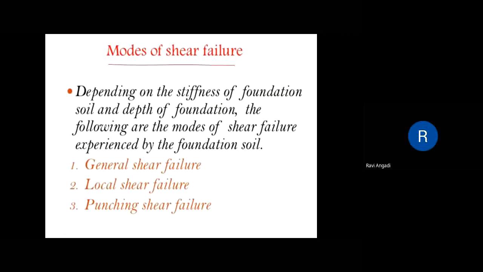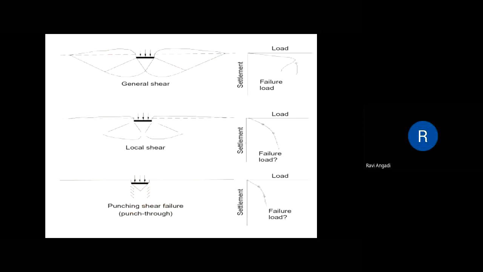The same will come in shallow foundations also: general shear failure, local shear failure, punching shear failure. To avoid these failures, the foundation should be designed safely. Okay, adequate safety to be provided. So right, these things I discussed previously. No need to explain once again, right? I have explained in detail previously. Is it clear?